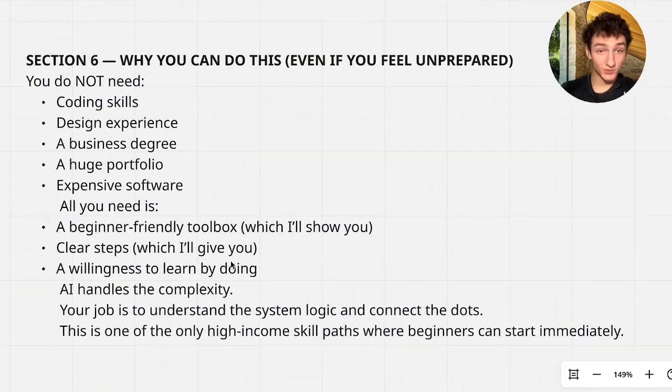All right, so now why you can do this even if you feel unprepared. Another big issue, again, I struggled with this as well. Another recurring theme here is all of this is going to be stuff that I struggled with when I was first starting.